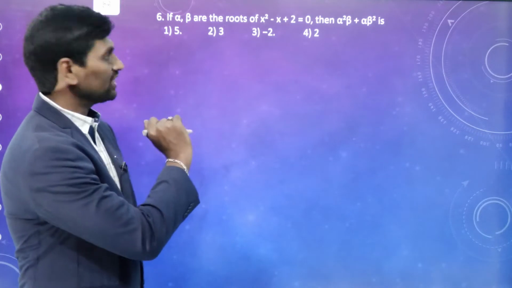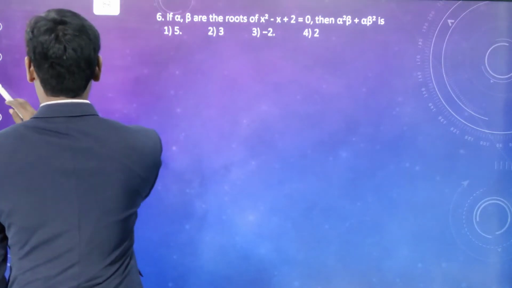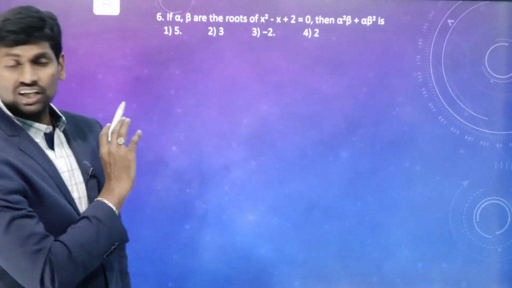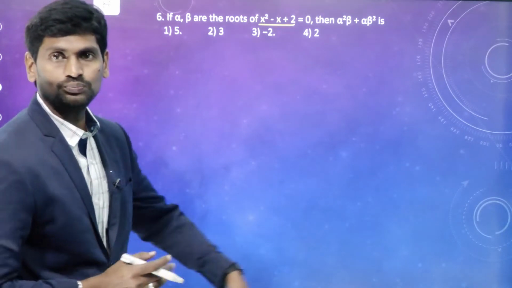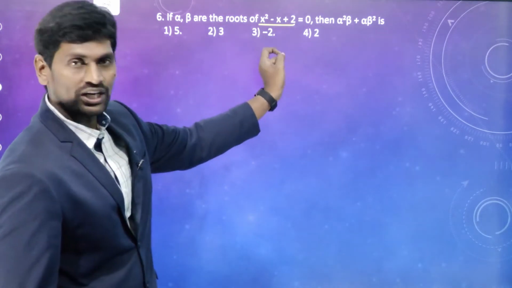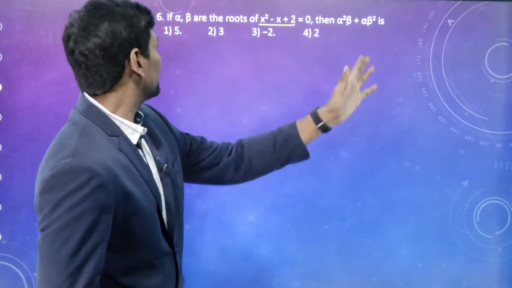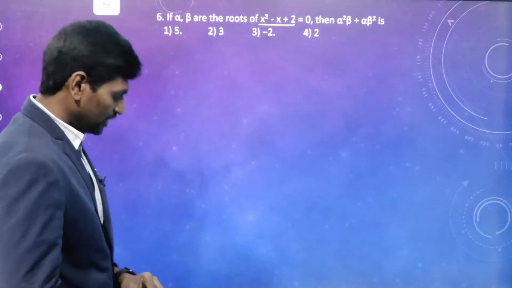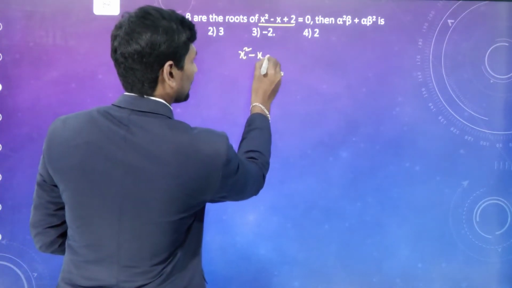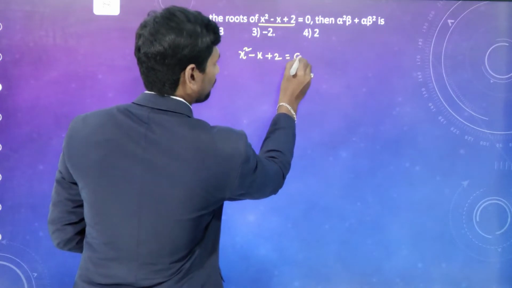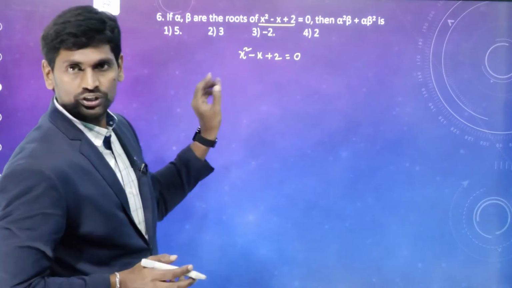See, alpha, beta are roots of the quadratic equation x square minus x plus 2 equals 0. This is the given quadratic equation, and we need to identify alpha square beta plus alpha beta square. Before that, let us take the given quadratic equation. This type of problem we have already discussed in our previous classes. Let us see one more time.